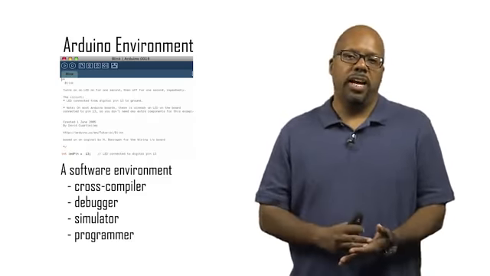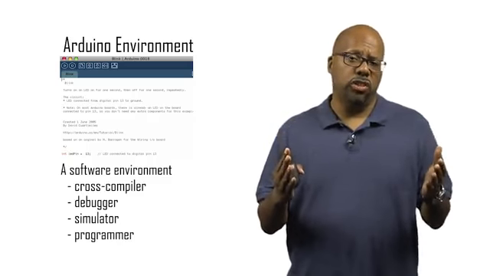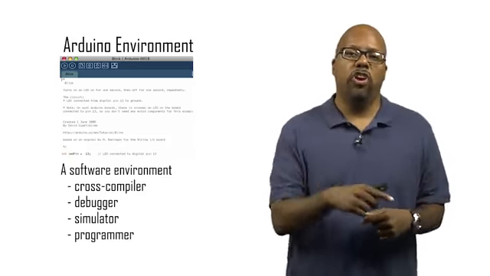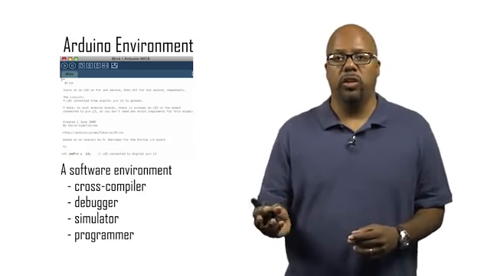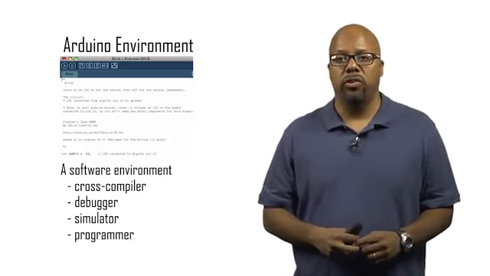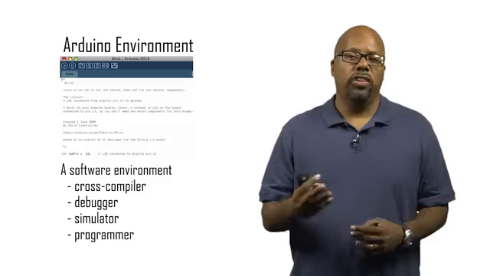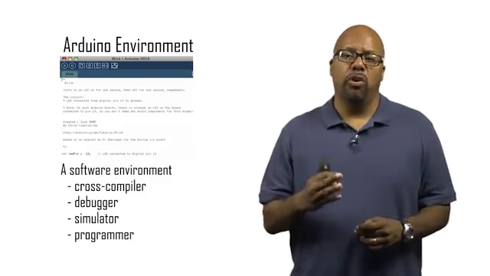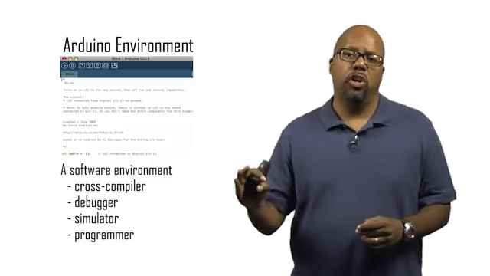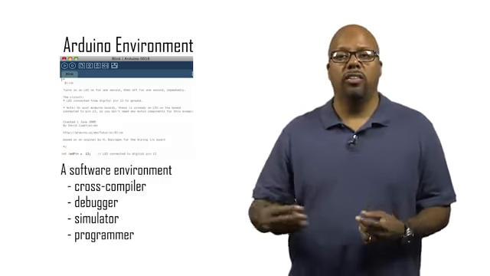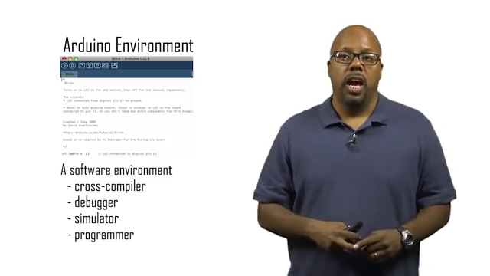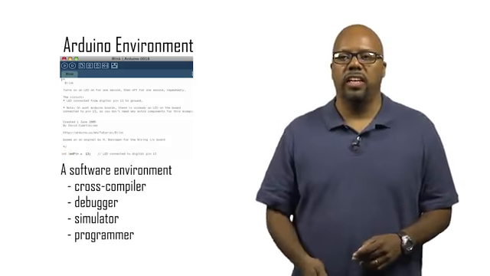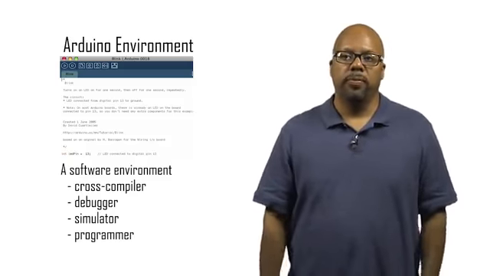It's got the cross compiler, meaning it takes your code, your Arduino sketch, and compiles it for the target platform, which is the Arduino's processor, the Atmega 328. It also has a debugger, a little bit of a simulator, and a programmer, so it allows you to actually copy your executable code onto the Arduino. We'll be using that, and that's an important part of the environment. We'll go through it in detail in later slides.